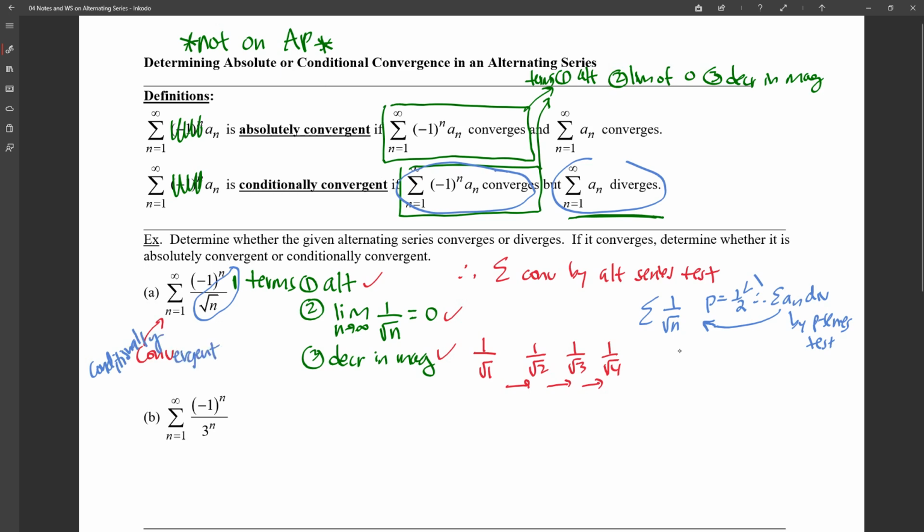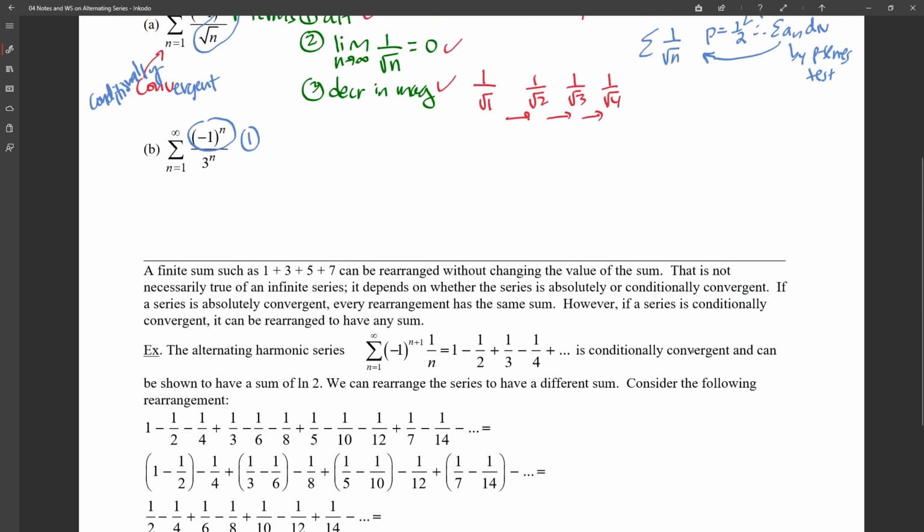All right, let's look at this problem right here. We're going to do a similar thing. First we have to figure out, does this alternating series converge? So let's look at the conditions. Number 1, do the terms alternate? The terms do alternate because of this negative 1 to the n. Check.